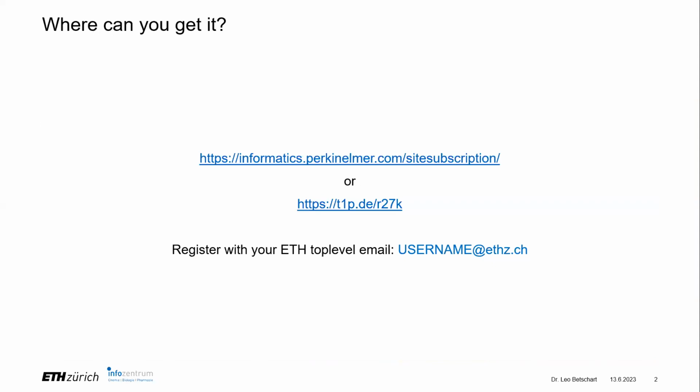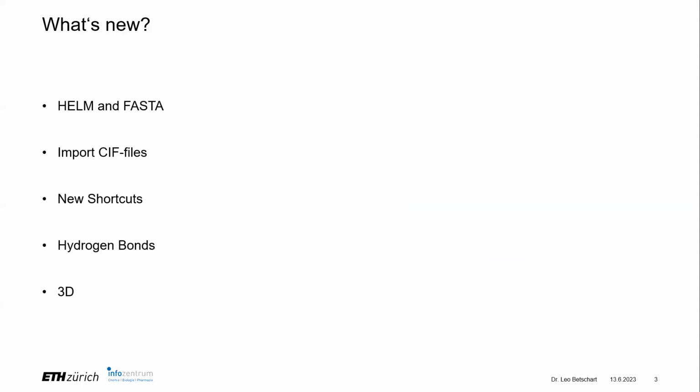First of all, at ETH Zurich, we have a site subscription for ChemDraw. That means you can access this via the following URL, and then you have to search for ETH, or you can use this short link here to more quickly access it. What is important is that you have to use your top level email address, otherwise there might be trouble. So your username at ethz.ch. And if you're at another university that also has a site subscription, you should also be able to find your university there.